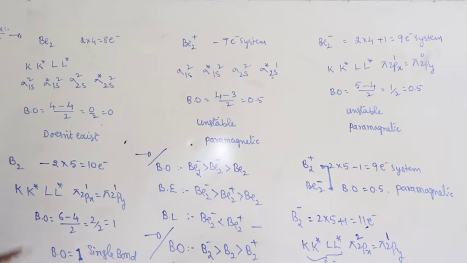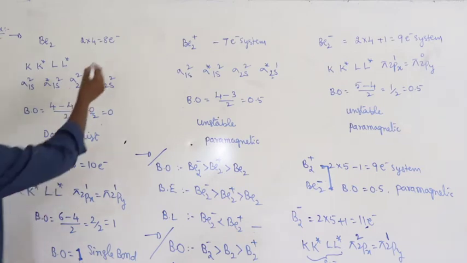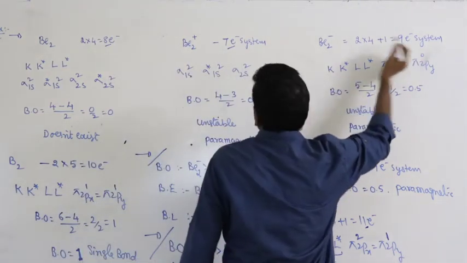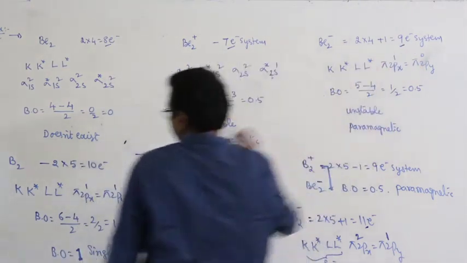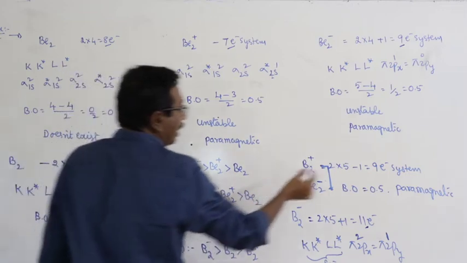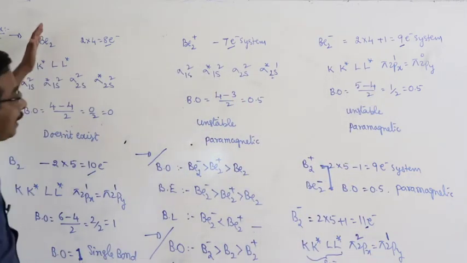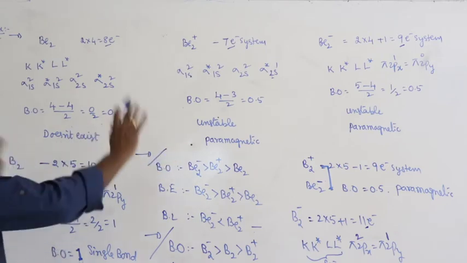Totally 6 species. 8 electron system, 7 electron system and 9 electron system, 10 electron system and once again 9 electron system and 11 electron system. From 8 to 11 electron systems are covered in this.